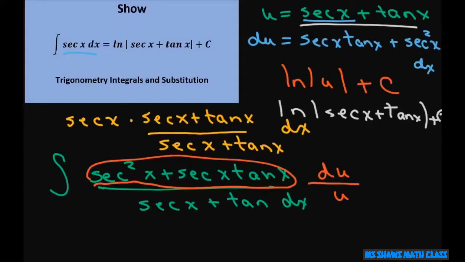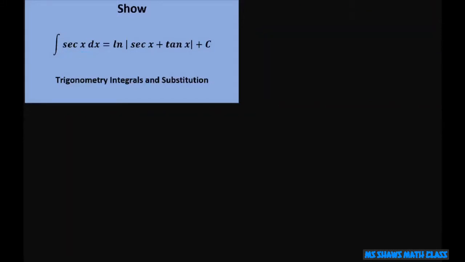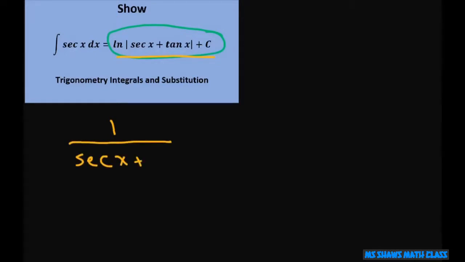Or you can go the other way. If you're just trying to show it, we can look at this right-hand side and just take the derivative of that. You're going to get 1 divided by secant x plus tan x, times the derivative of this inner portion. So the derivative of secant x is secant x tan x.